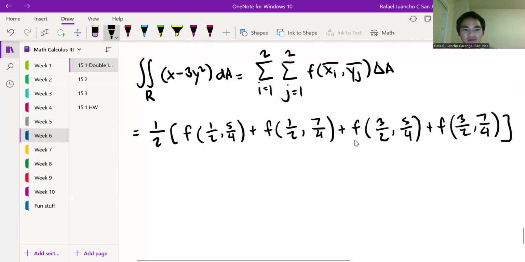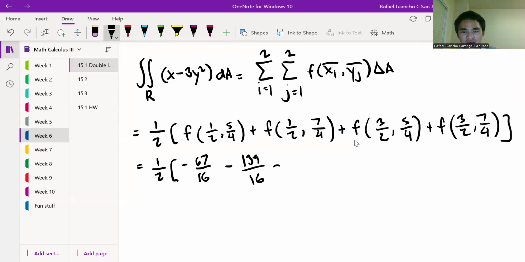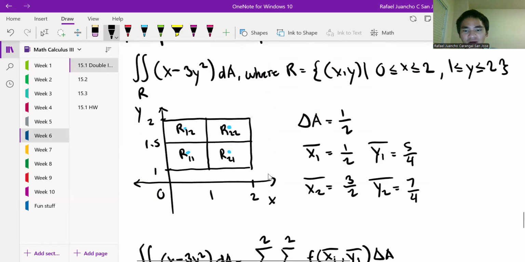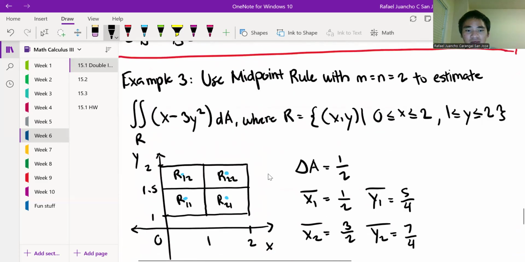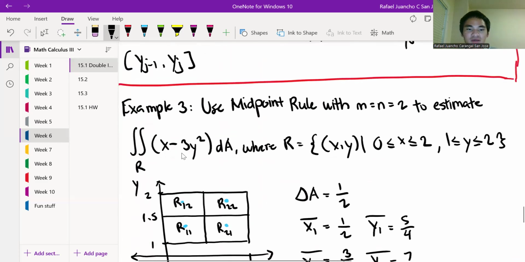There we go. And then I should get some values here. So I get something like 1/2, 5/4. This is going to give me the negative of this, and this one's going to give me negative 139 over 16. This one's going to give me 5, 1, 16, if I'm not doing my math wrong, or am I? Yeah, no, actually I shouldn't be.